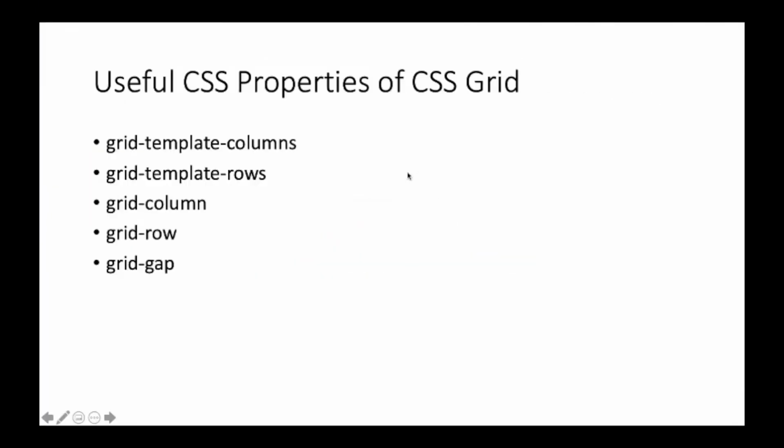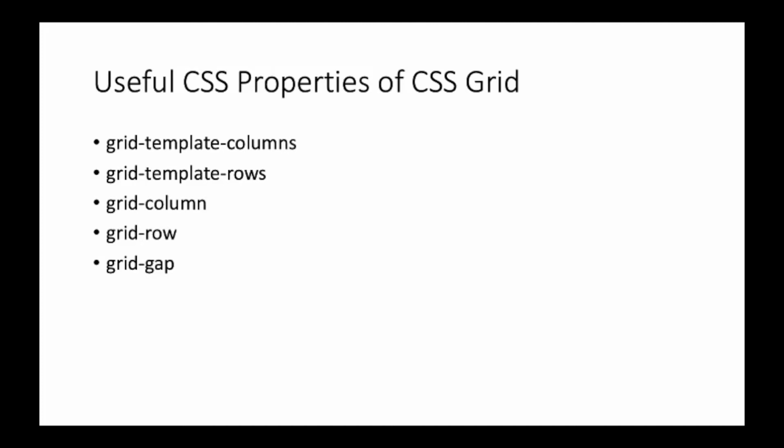There are many CSS properties provided by CSS Grid Layout, but in this video I'll be focusing on just 5 CSS properties, because the other properties are used very rarely, and these 5 are used quite often. The first property is grid template columns, the second one is grid template rows, the third one is grid column, the fourth one is grid row, and the fifth one is grid gap.